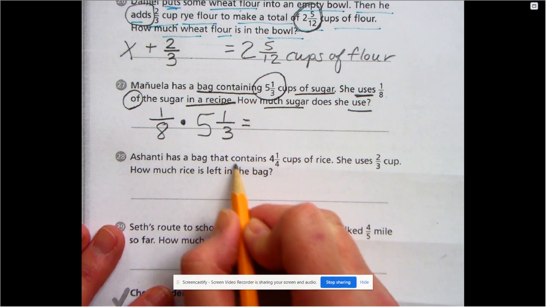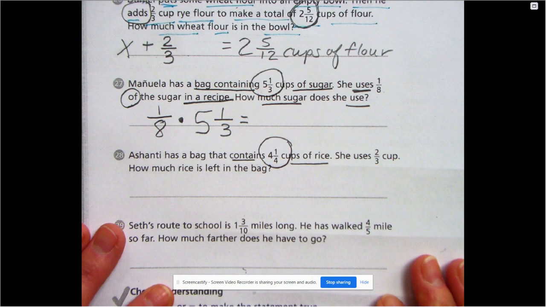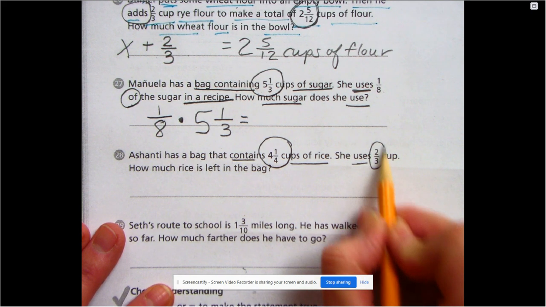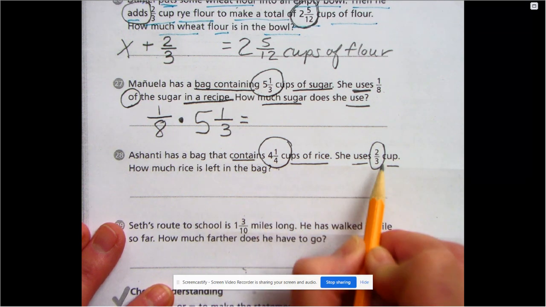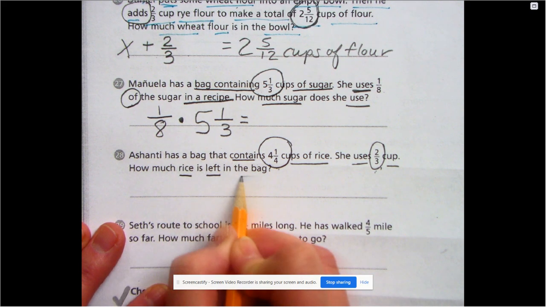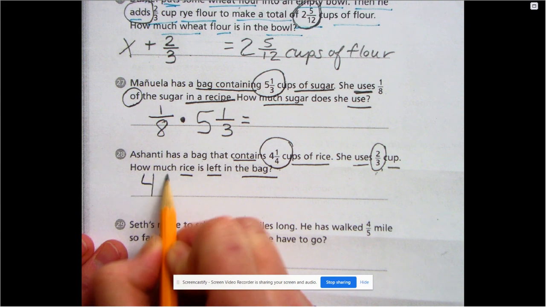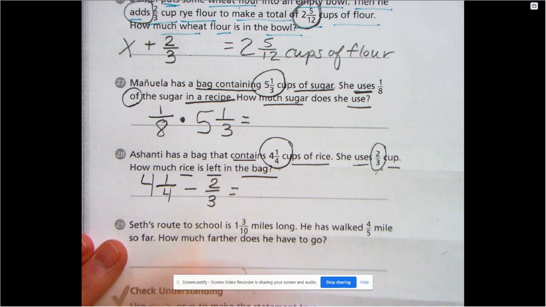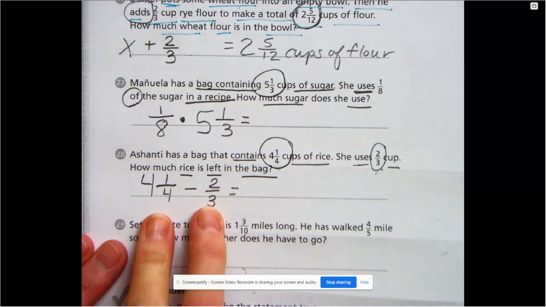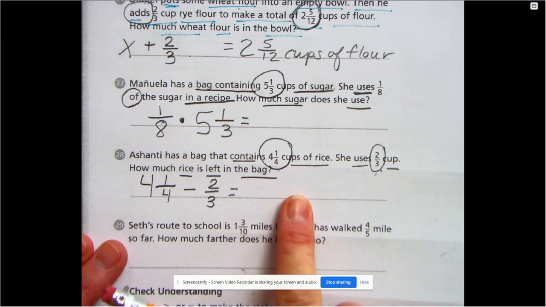Astasia has a bag that contains 1 1/4 cups of rice. She uses 2/3 cup. So the bag has this much. She used this much. How much is left in the bag? What kind of story problem is this? I hope you said subtraction. So she had 1 1/4 cup. She used 2/3. And you're going to be very careful and solve this just like how we talked about up at the front of how much rice is left. Make sure you include your label.